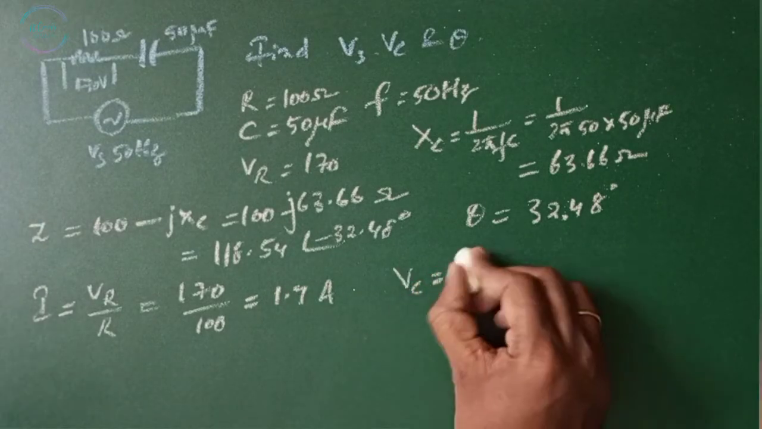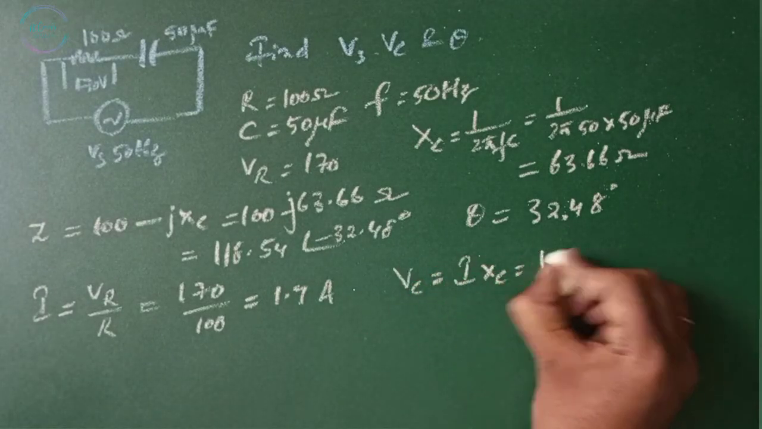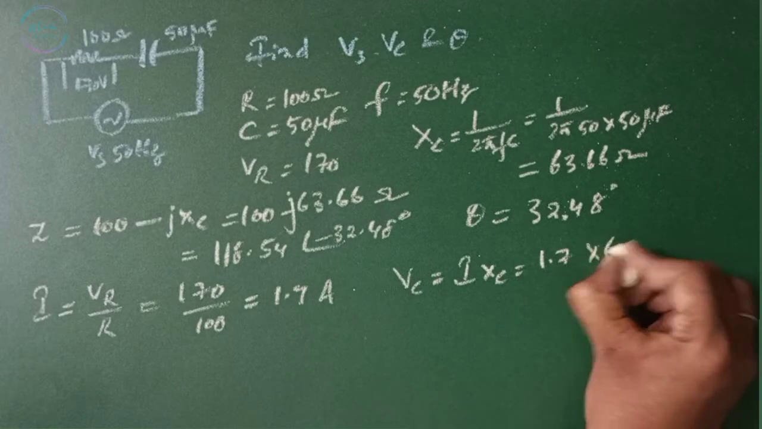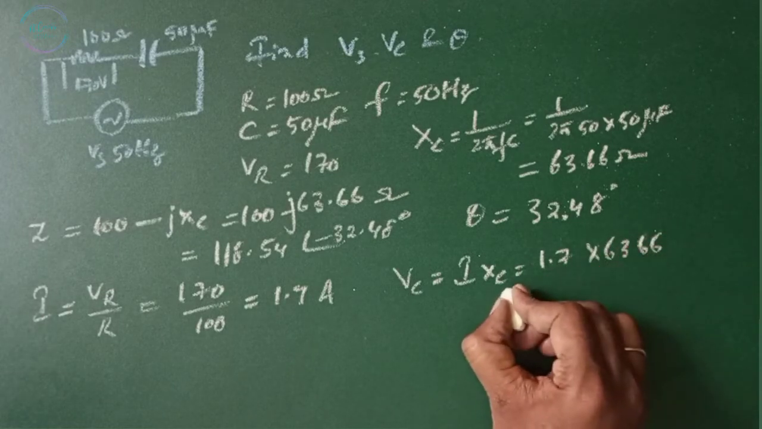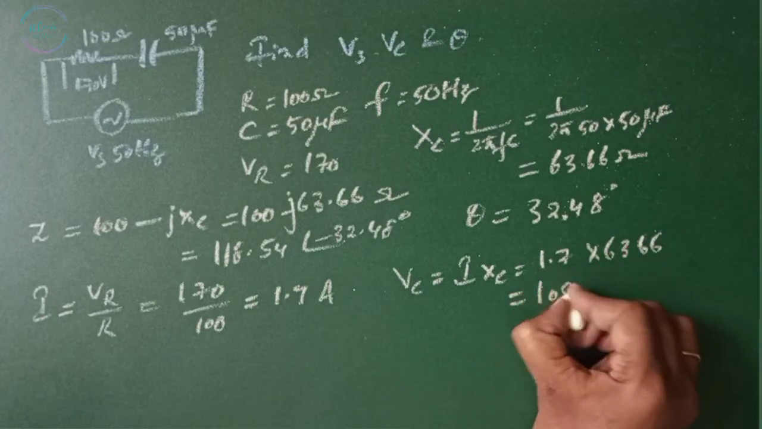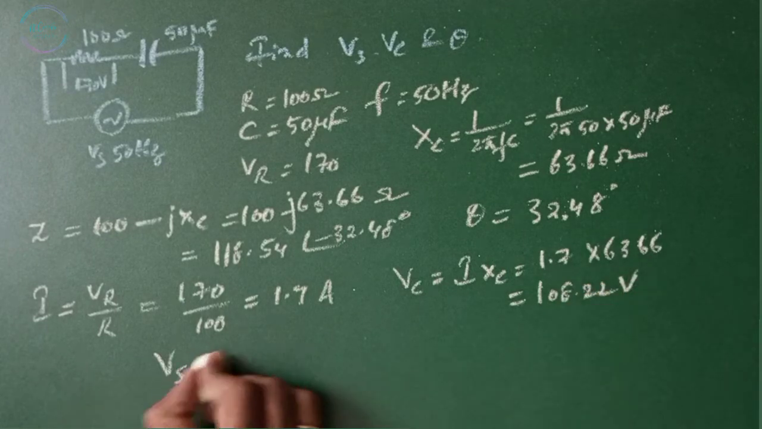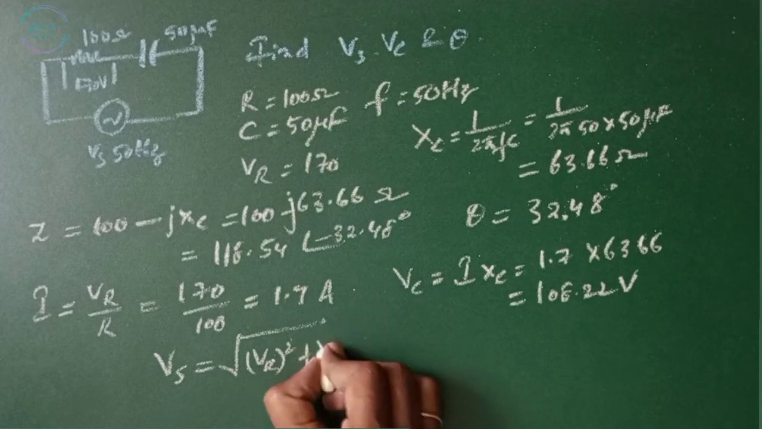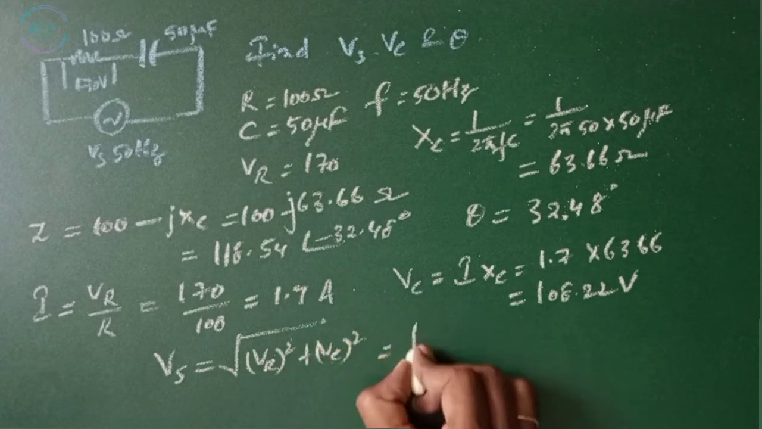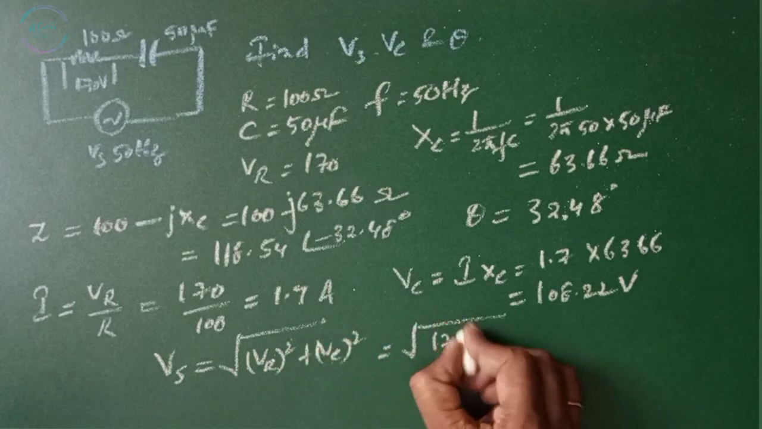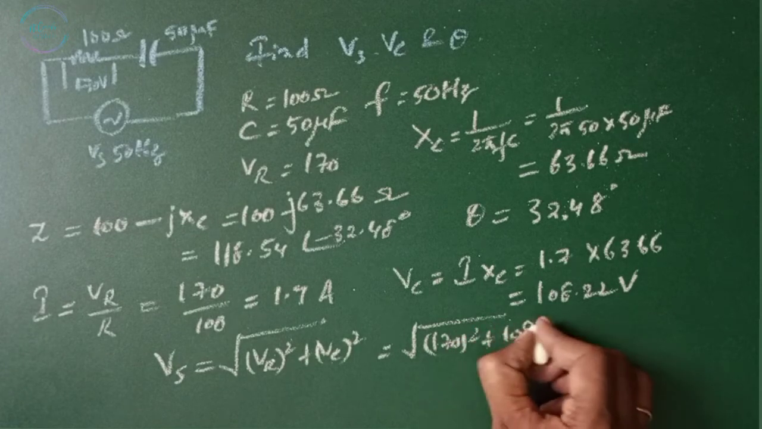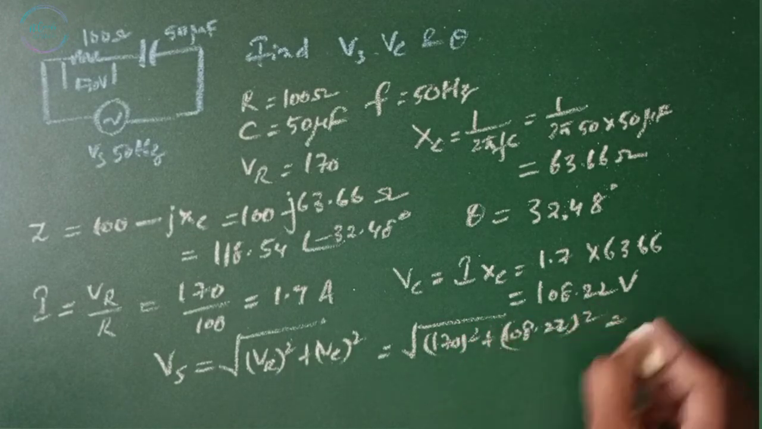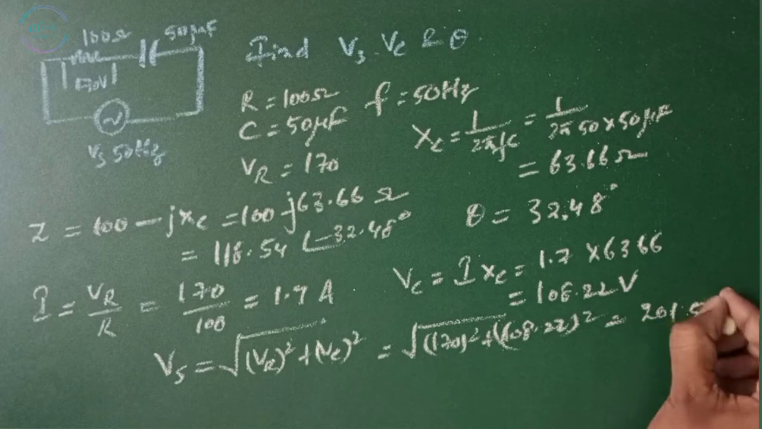Vc equals I XC, that is 1.7 multiplied by 63.66, which equals 108.22 volts. Source voltage Vs equals square root of Vr square plus Vc square, which equals square root of 170 square plus 108.22 whole square, that equals 201.5 volts.